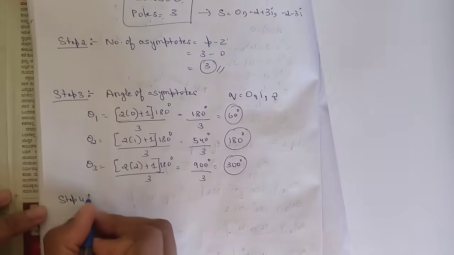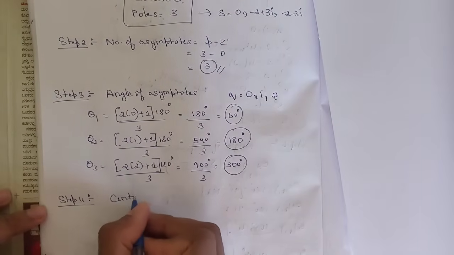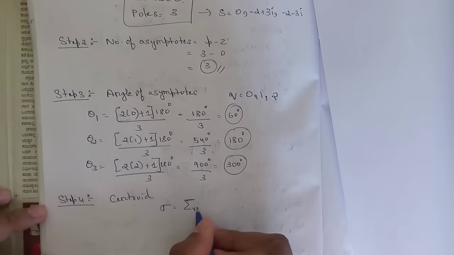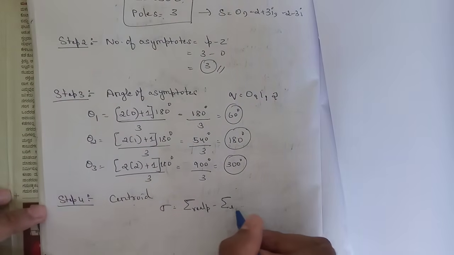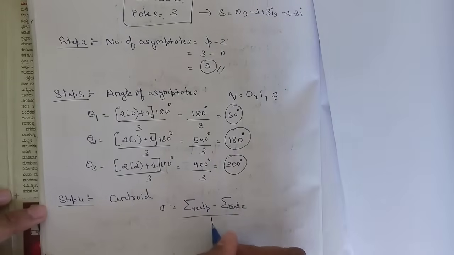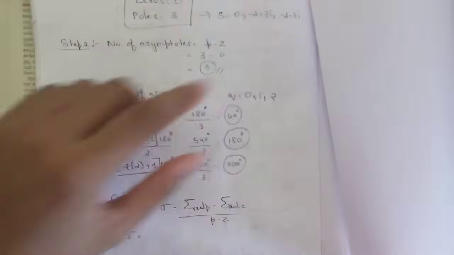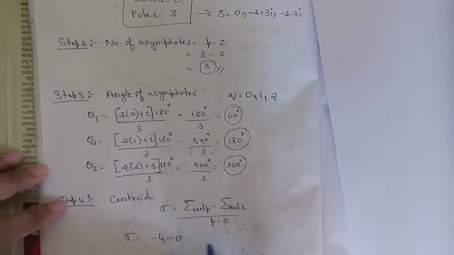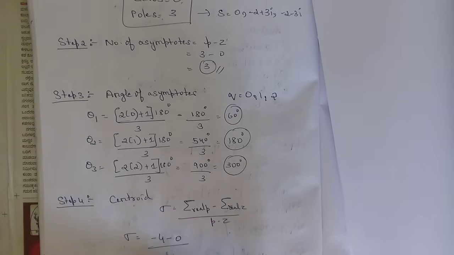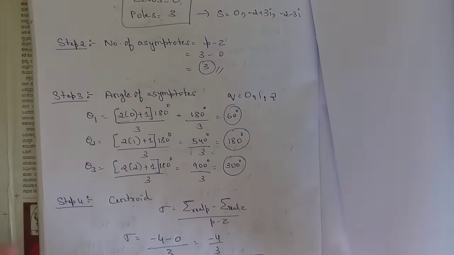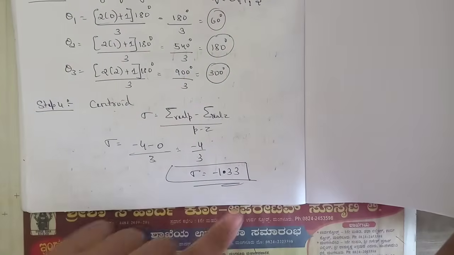Step 4, centroid, right? Sigma is equal to the summation of real part of poles minus the summation of real part of zeros, divided by p minus z. So sigma is equal to the real part of poles, right? Minus 2 and minus 2, so that is minus 4, and since we don't have any zero, that is 0, divided by p minus z, that is 3, so that is minus 4 by 3. Our sigma value we are getting approximately as minus 1.33. So this is the value of sigma.